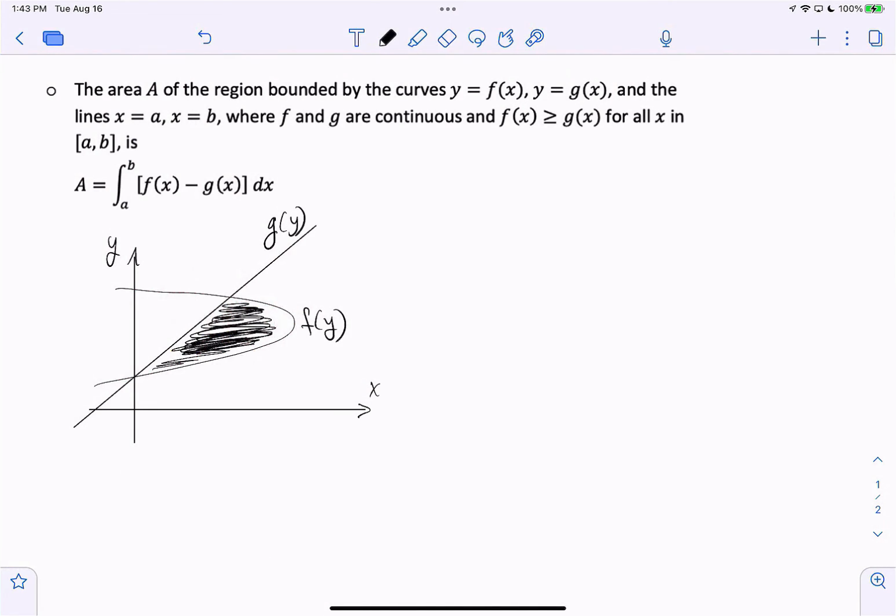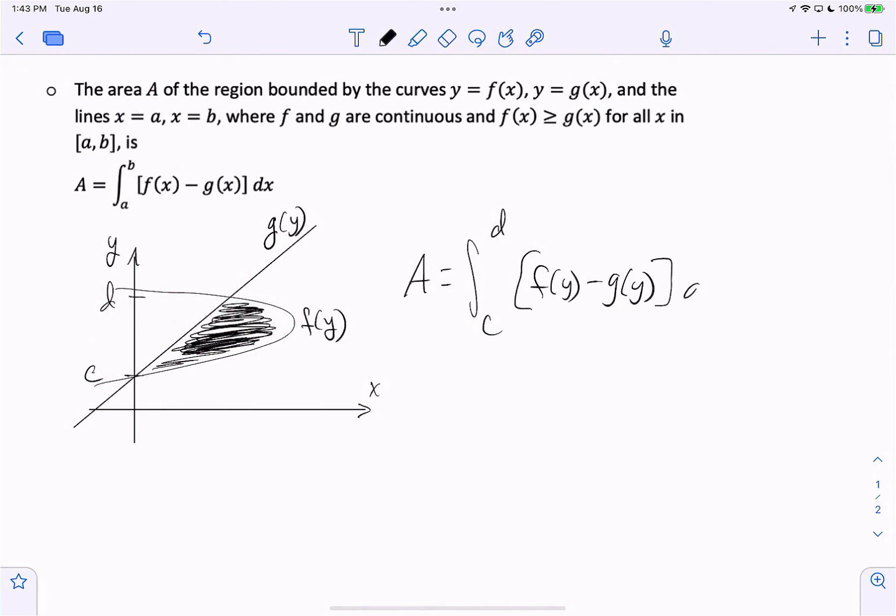And then we'll say that the points of intersection have y coordinates of c and d. Now this is a little weird because we're used to looking at x coordinates here, but these are y coordinates. The area here is going to be the integral from c to d of f of y minus g of y dy. And we just integrate in terms of y, and that's totally fine.